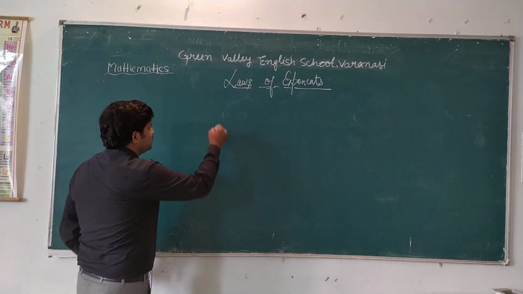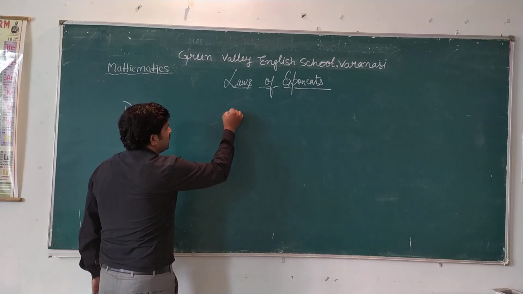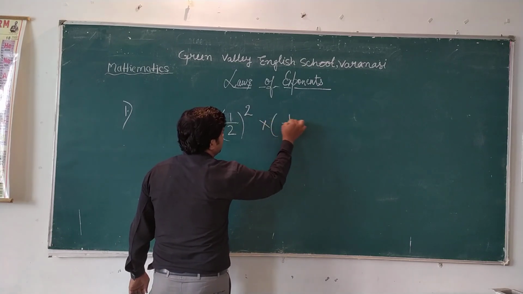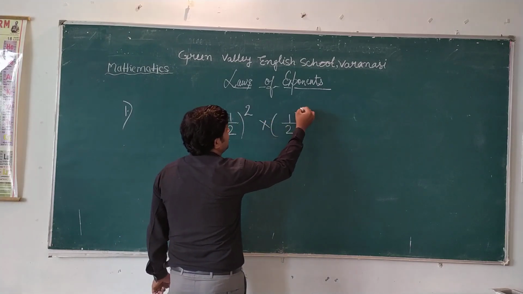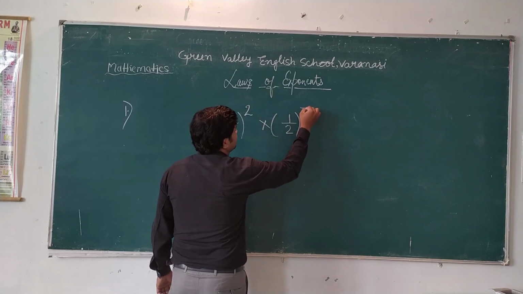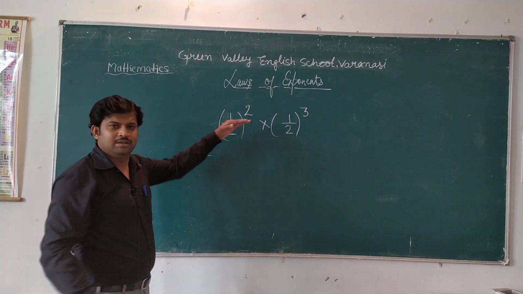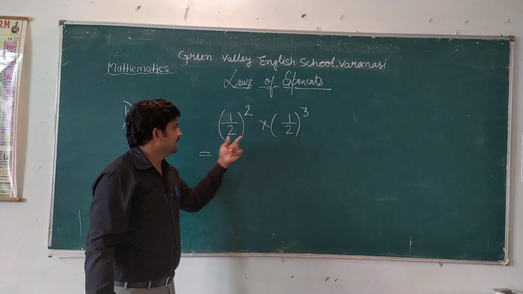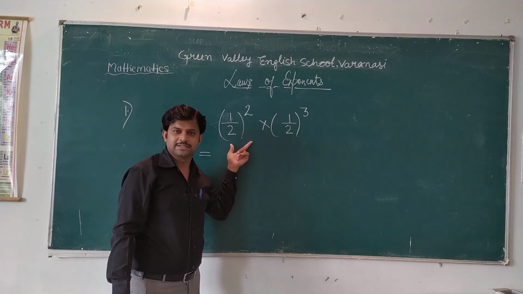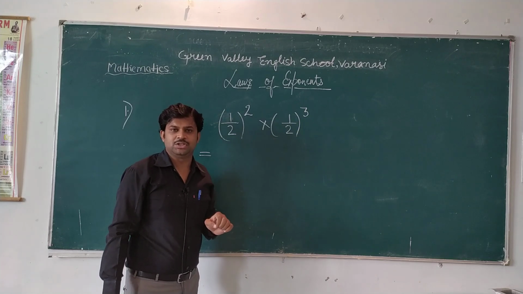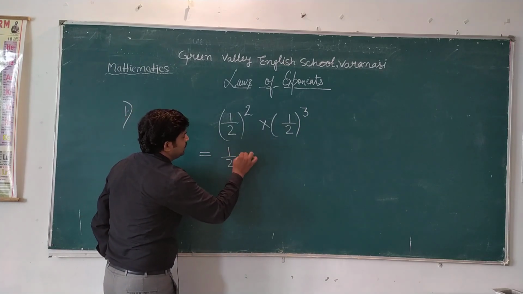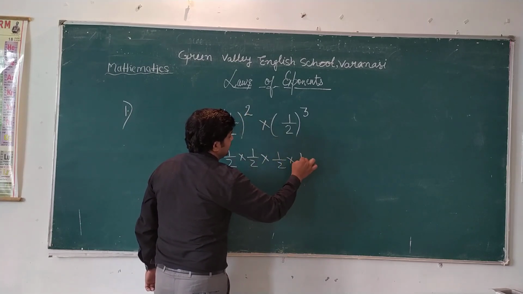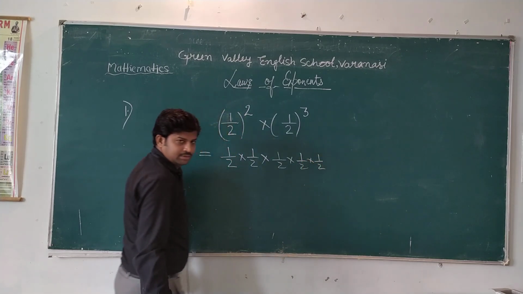Let us understand through an example. Suppose we write 1 upon 2 whole to the power 2 multiplied by 1 upon 2 whole to the power 3. Then what is the value of the given number? Here we can say that the bases are the same but the powers are different. Then we write 1 upon 2 multiplied by 1 upon 2 for power 2, and 1 upon 2 multiplied by 1 upon 2 multiplied by 1 upon 2 for power 3.